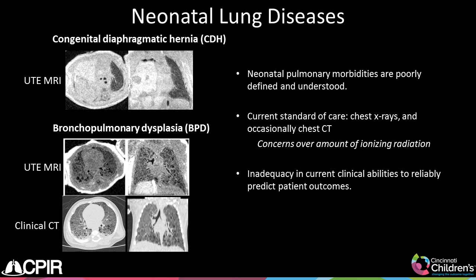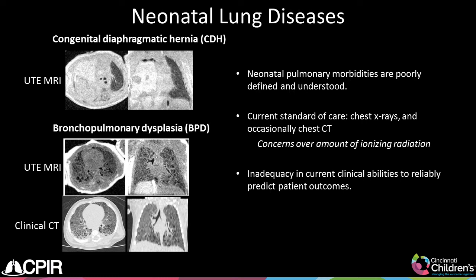Pulmonary morbidities are present in over 60% of our neonatal intensive care unit, or NICU, patients at Cincinnati Children's Hospital, but these morbidities and their time course are poorly defined and understood. Common morbidities include bronchopulmonary dysplasia, or BPD, and congenital diaphragmatic hernia, or CDH. The current standard of care for these infants includes chest x-rays for longitudinal monitoring and management guidance. In more severe cases, CT scans are used to further define the underlying pathology. There is an inadequacy in clinical ability to reliably predict later outcomes.